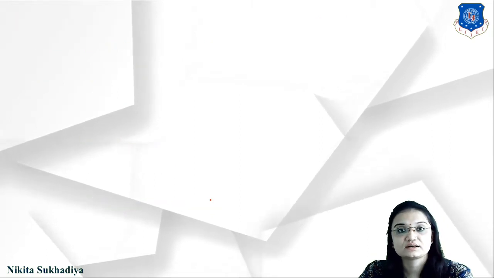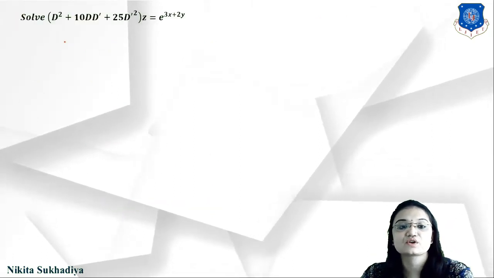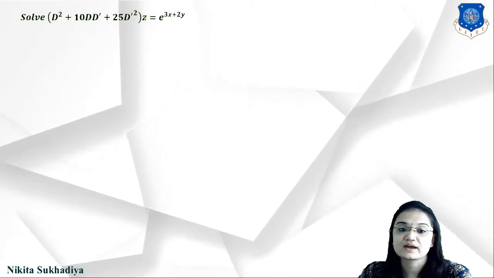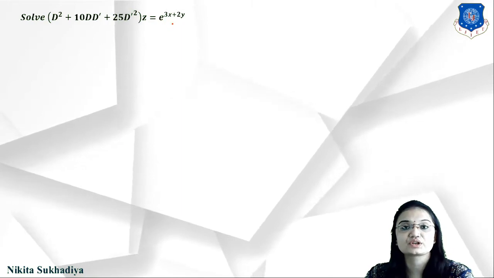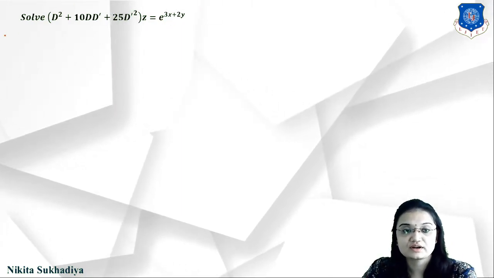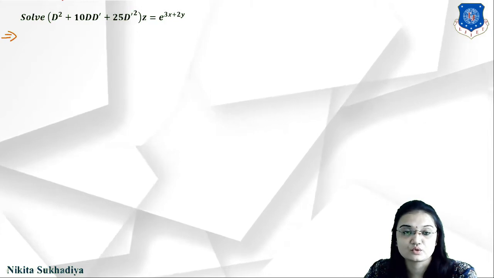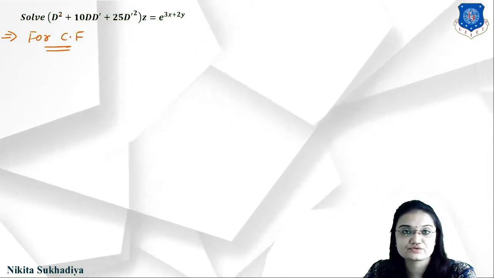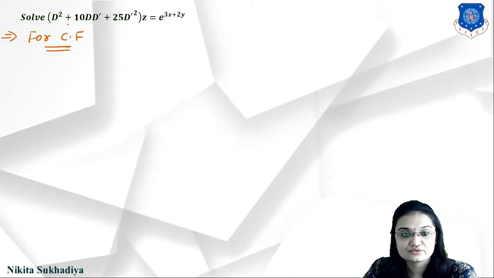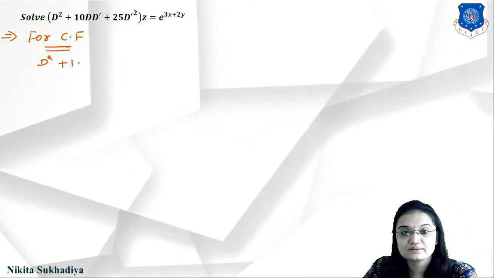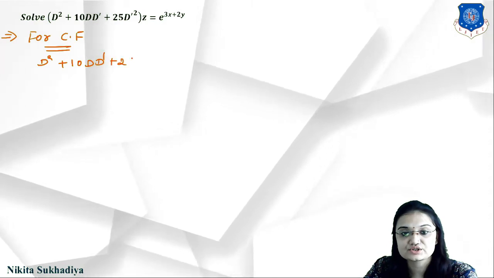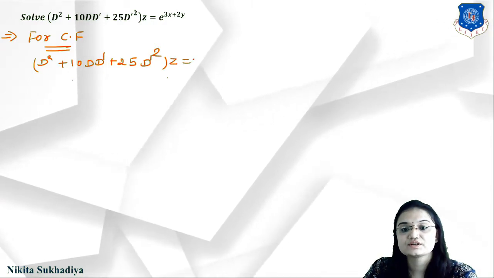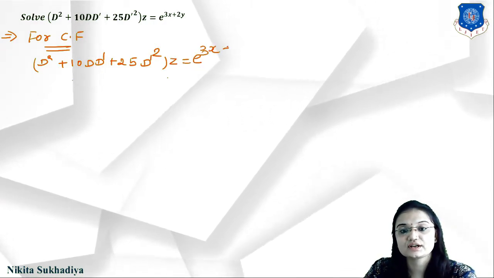Let us understand with an example, that is solve D square plus 10 D D dash plus 25 D dash square into z is equal to e raised to 3x plus 2y. Here I am solving left side and right side both. The left side gives the complementary function, which we have studied in our previous lecture.